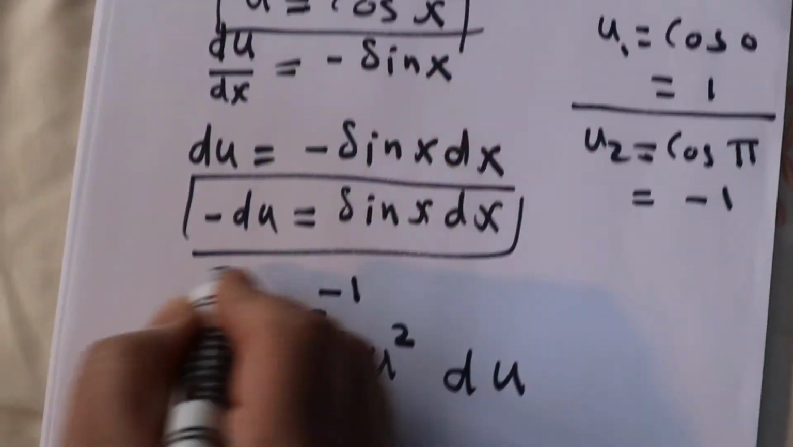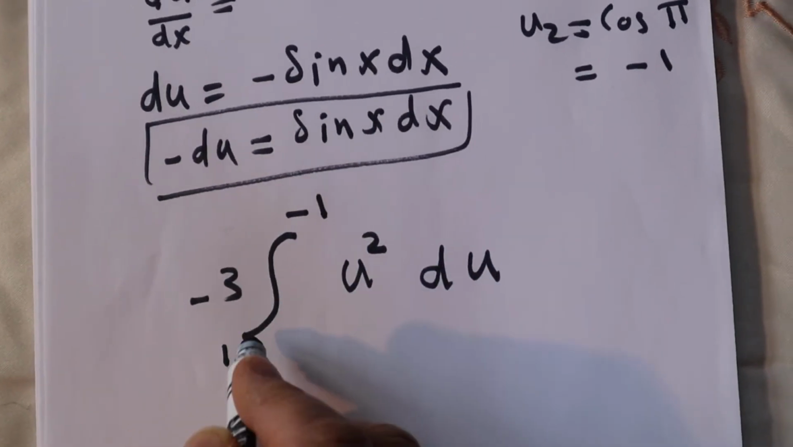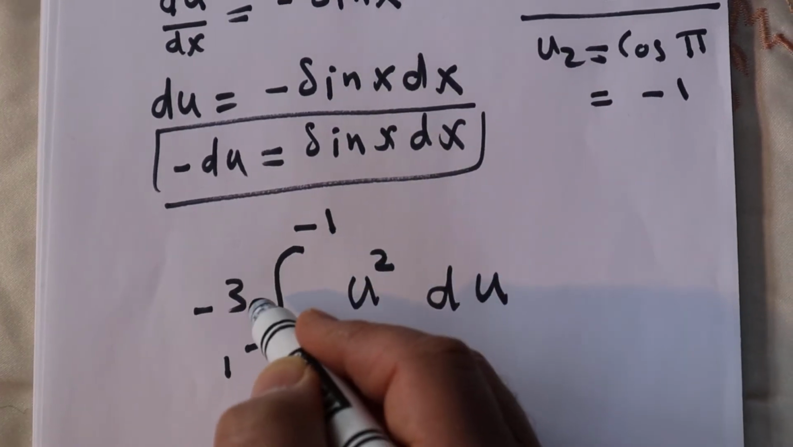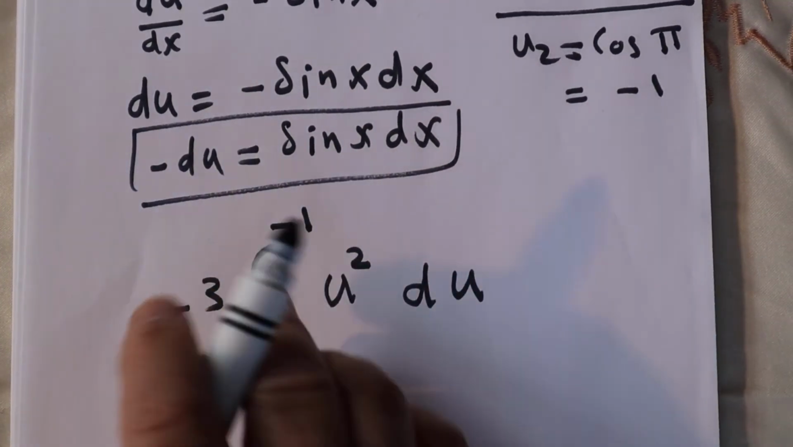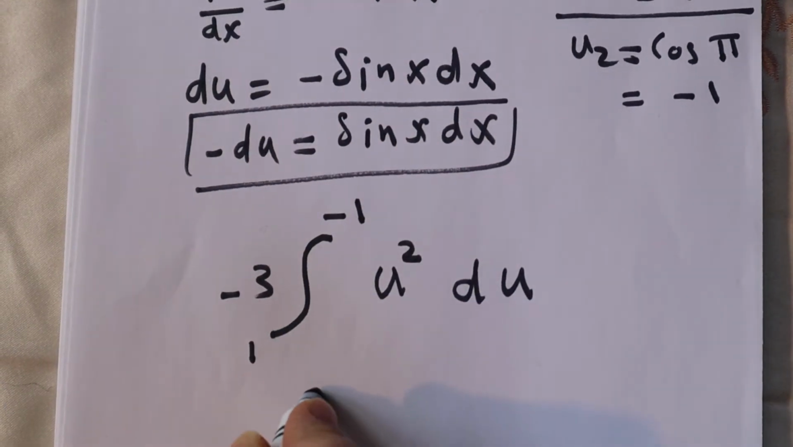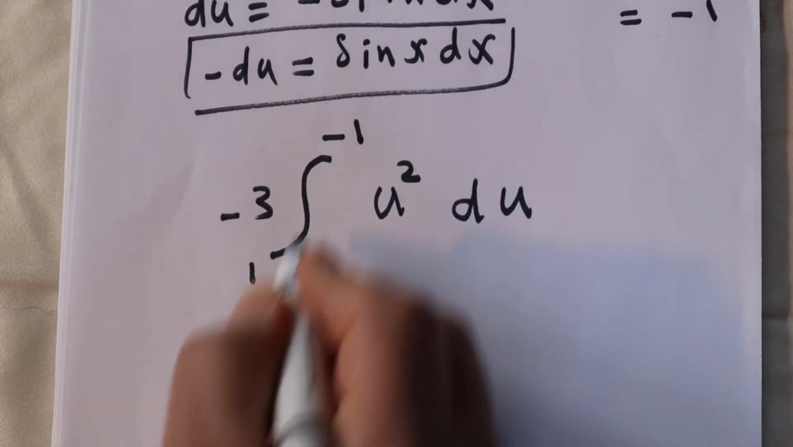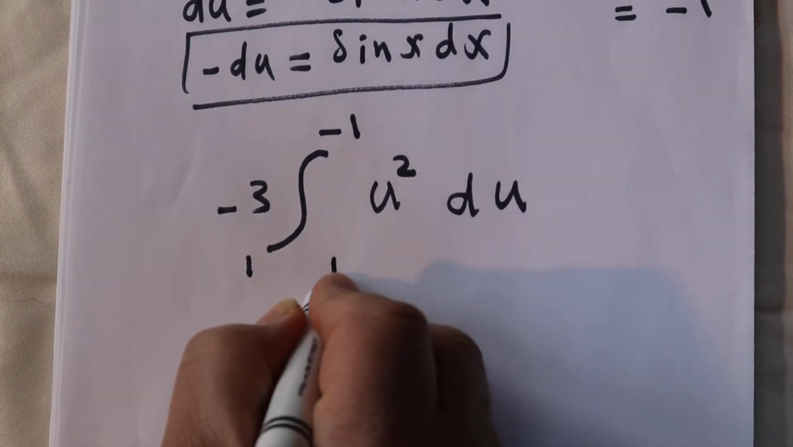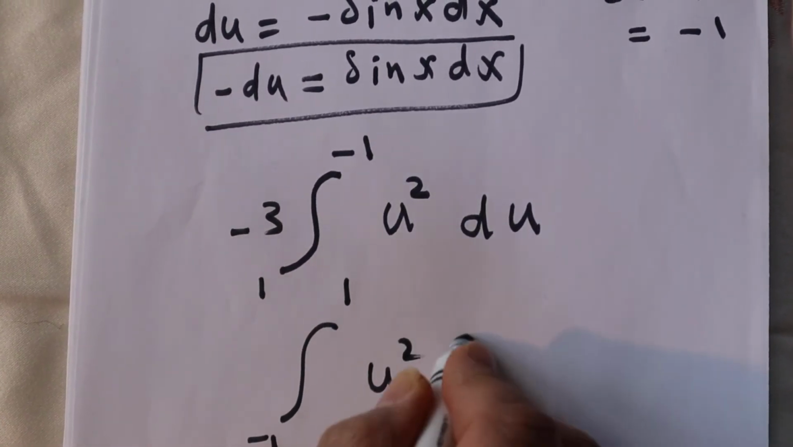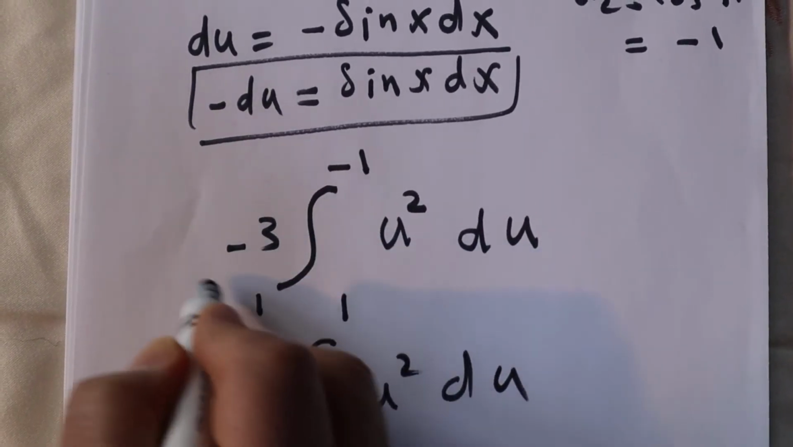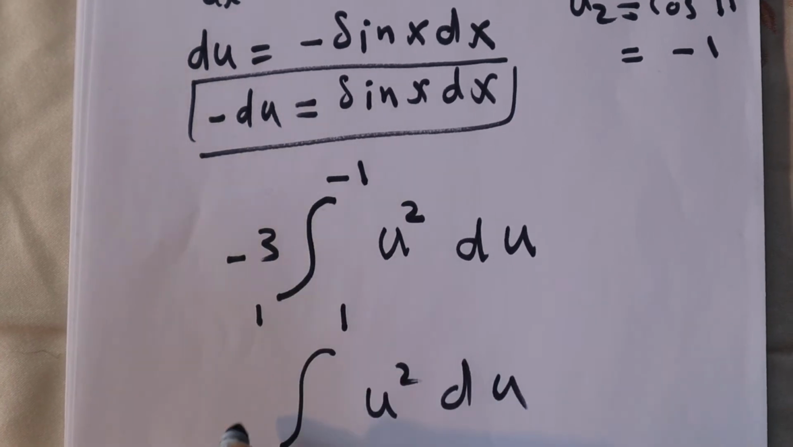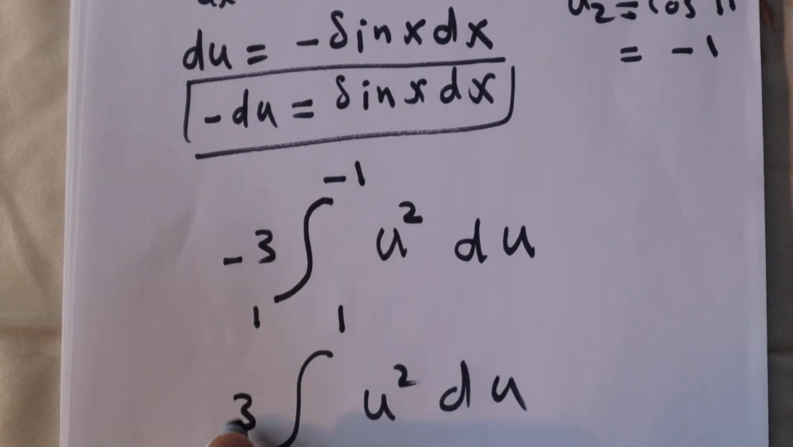Something is missing. Look at this, negative 3 integral of u squared du from 1 to negative 1. Does it make sense? No, I heard you. So we need to switch to start from the minimum to the maximum. If you switch the limits, negative 1 down and 1 up, these are our bounds. And here is the function, u squared du. We have to change the sign. If it's negative, it will be positive, and if it's positive, it will be negative. So it will be positive 3.